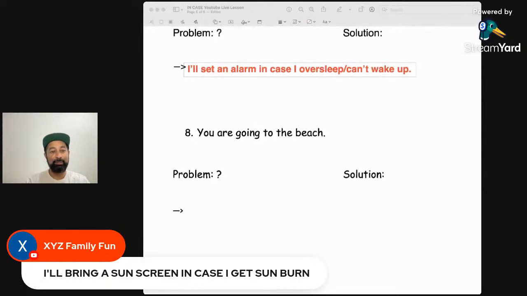XYZ answered number 8. I'll bring a sunscreen in case I get sunburn. Okay. Almost perfect here. Sunscreen is uncountable, so we cannot use the word a. I'll bring sunscreen.